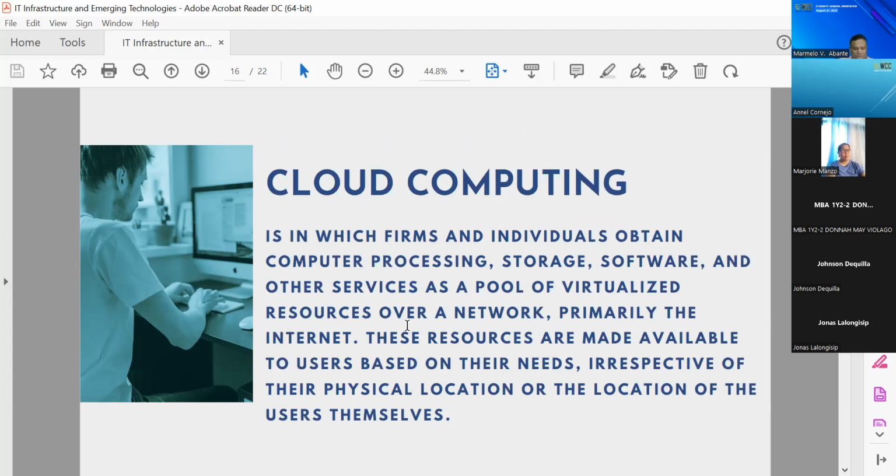So we also have cloud computing. This is very popular too. I know some of my classmates know this, especially those who are 20-something, or just 30-something. So cloud computing is where firms and individuals obtain computer processing, storage, software, and other services as a pool of virtualized resources over a network, primarily the internet. These resources are made available to users based on their needs, irrespective of their physical location or the location of the users themselves.